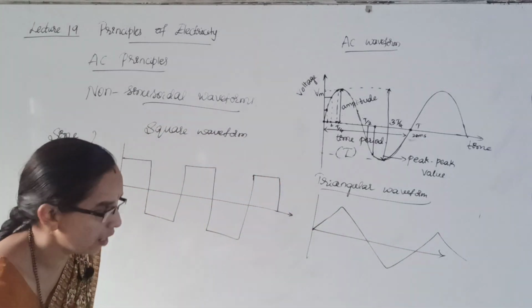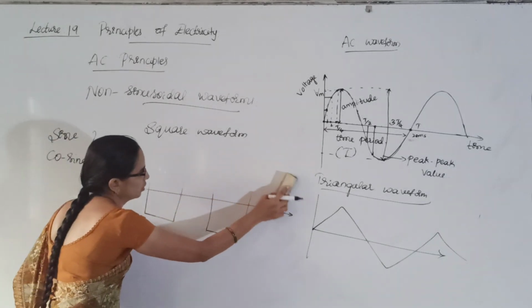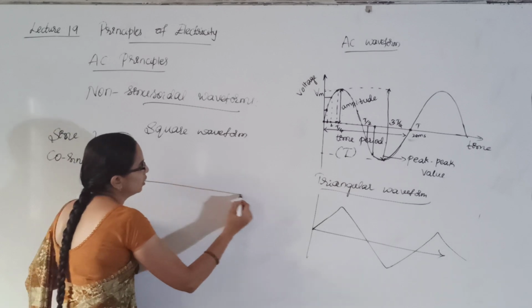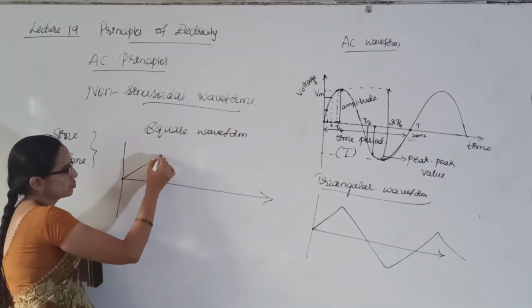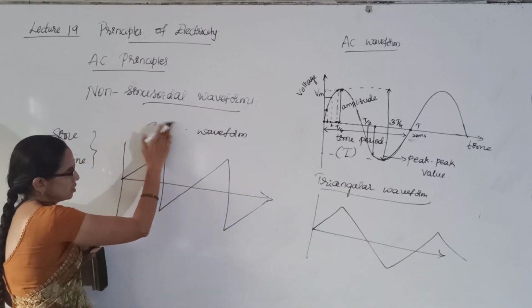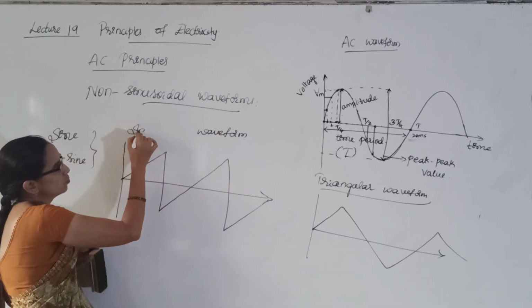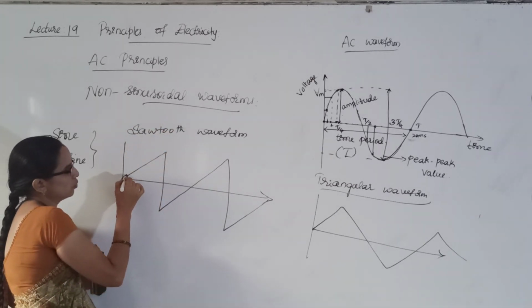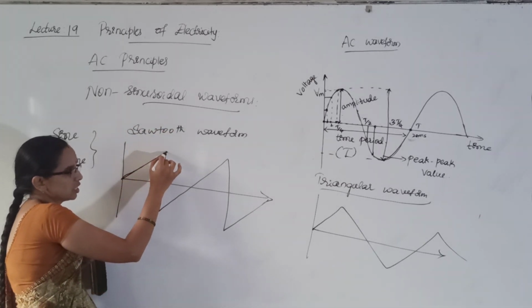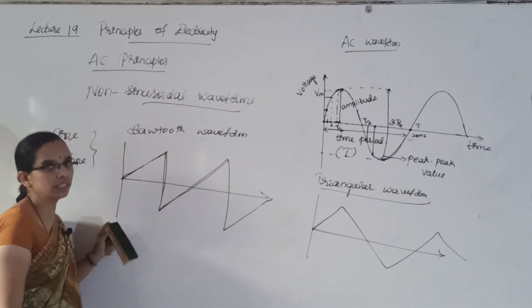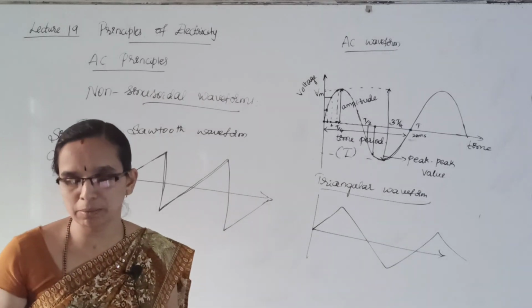And one more we have. If you study further electronics, you are going to work with all these waveforms. This is a sawtooth waveform. Here it slowly increases, and after reaching the peak it suddenly decreases, and again increases slowly. In this way the sawtooth waveform will be there.